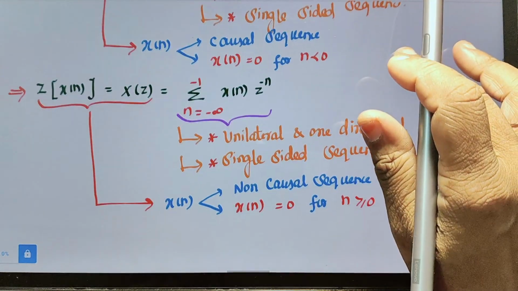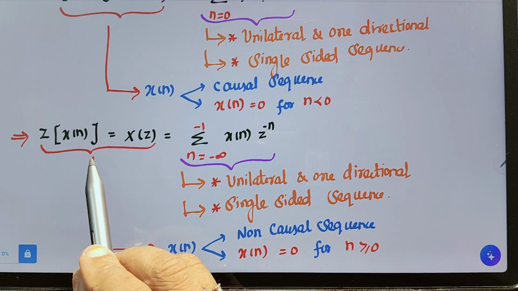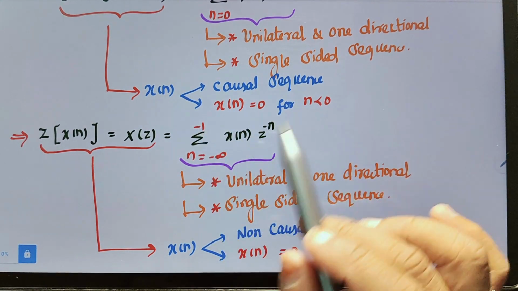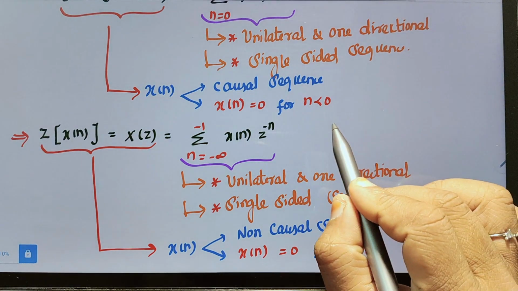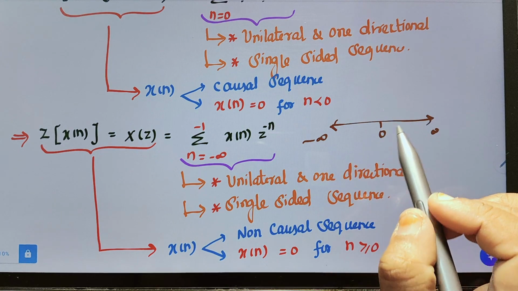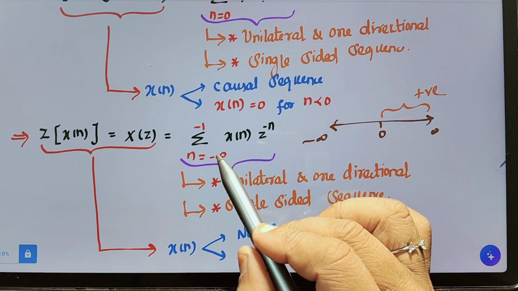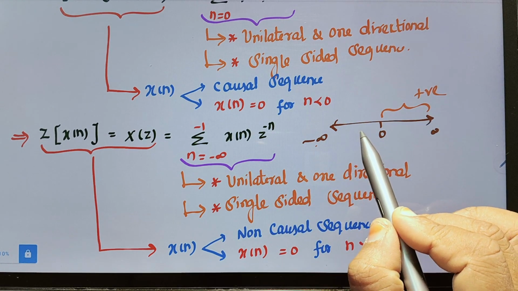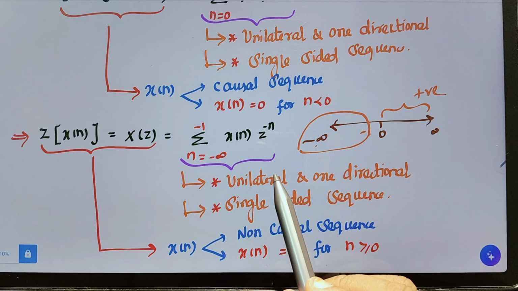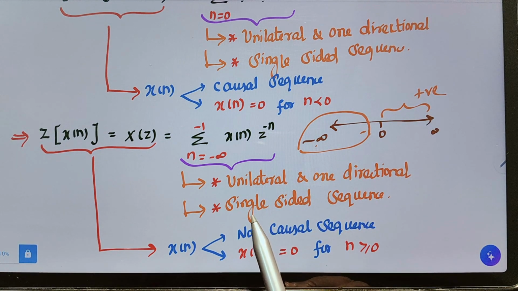Okay. Next, the same formula, only the limit changes. See here, Z of x of n equal to X of z equal to summation with the limit minus infinity to minus 1. Already I told you this is the timeline: this is for 0, this is for infinity, this is for minus infinity. The earlier range was only for the positive side. Here it is minus infinity to minus 1, so this side is the negative side. So this is also a unilateral and one-directional transform, and also known as a single-sided sequence.